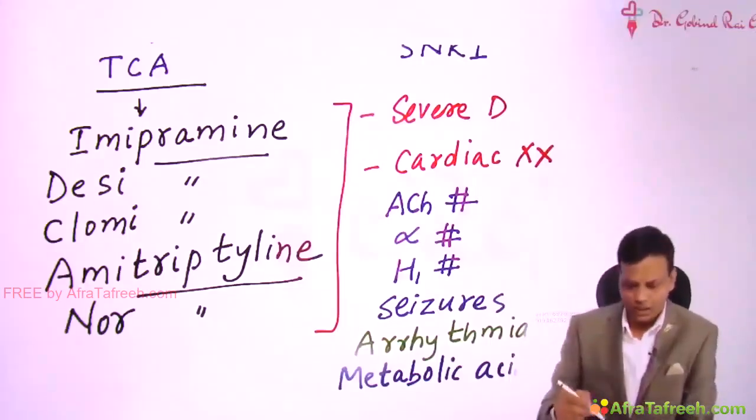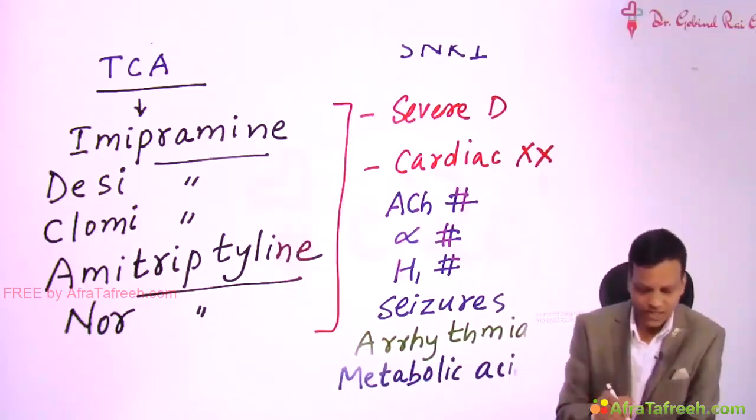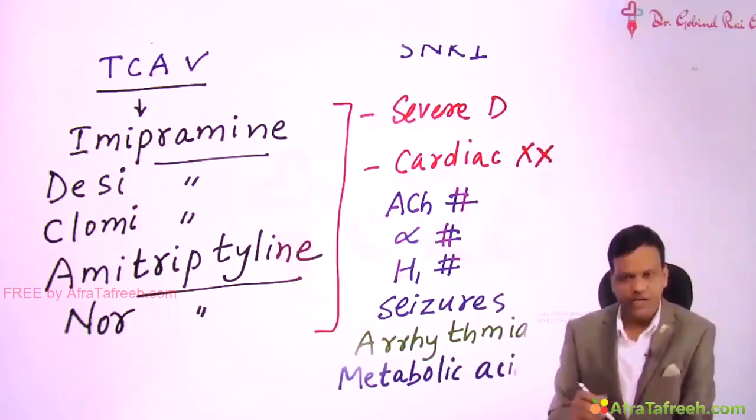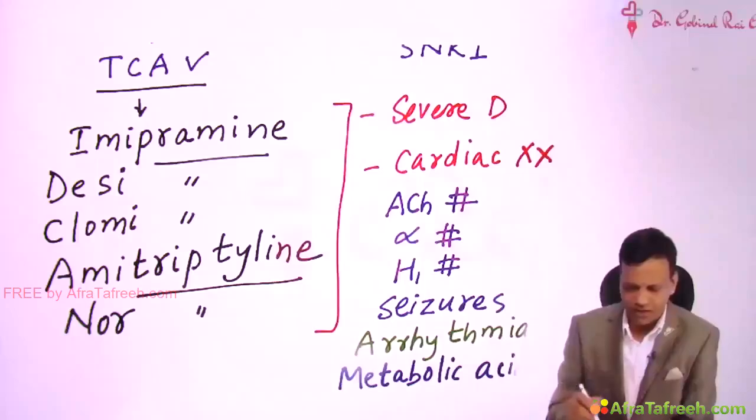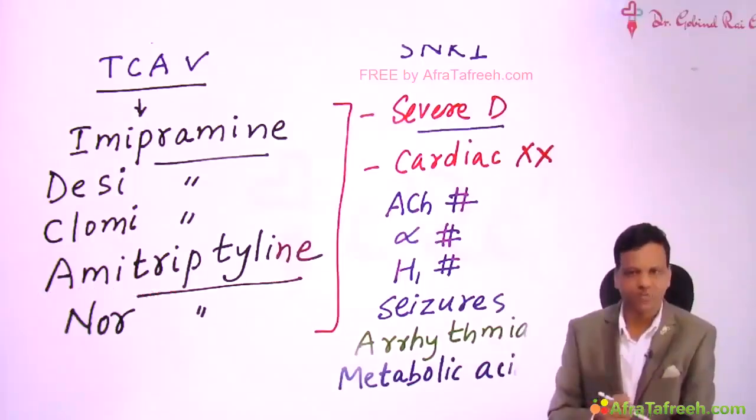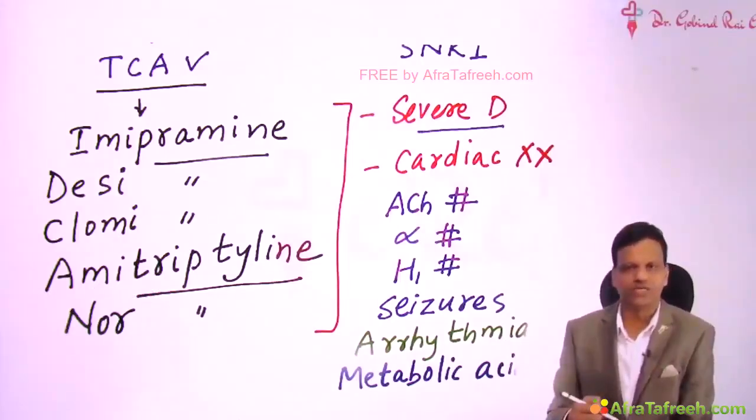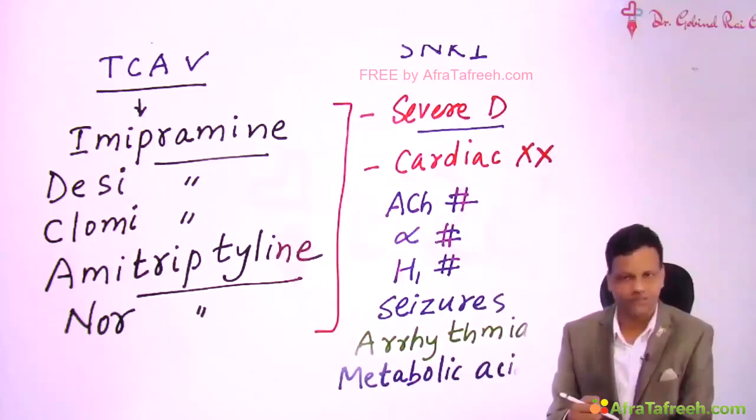In a nutshell, tricyclic antidepressants are very toxic drugs, and a slight overdose may result in death of the person. So because of so many side effects, these drugs are not preferred now. Previously, they were drug of choice for severe depression, but nowadays they are not preferred because we have so many adverse effects with tricyclic antidepressants.